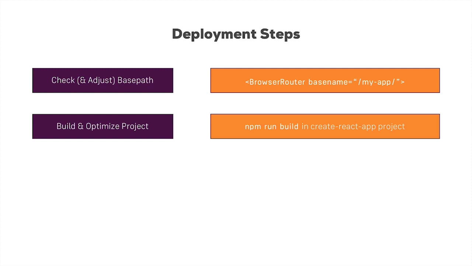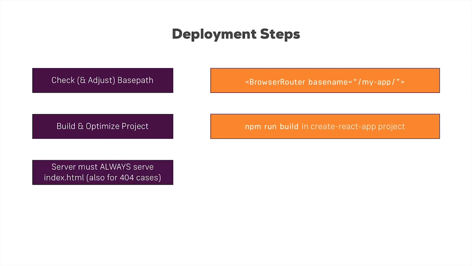Now, another important thing to keep in mind is your server must always serve the index.html file, also and especially in 404 cases. That's required due to the way the internet works. If your user visits myapp.com/users, then the server is the first to receive that route. And chances are the server doesn't know the /users path because you defined it in your React app.